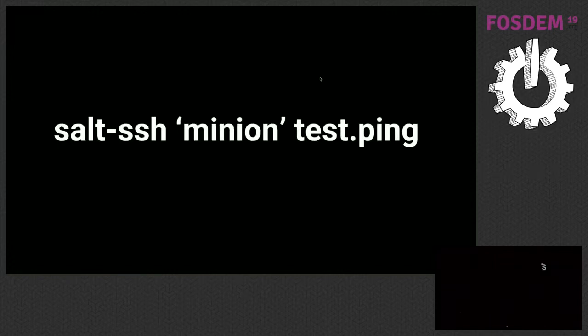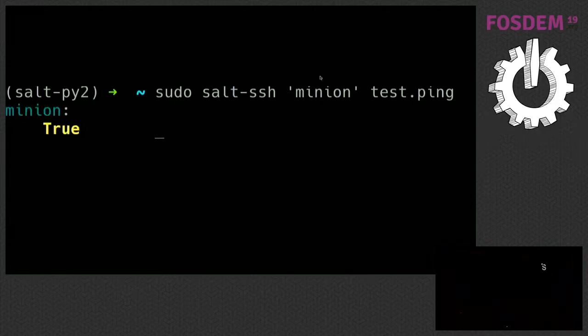Okay, so let's show the same example that we showed with the Salt CLI tool. The only thing that's different is you now have to use the salt-ssh CLI command. We target whichever minion we want to target, and we run the simple example test.ping. And as you would expect, we get the same thing. We get the response of True.